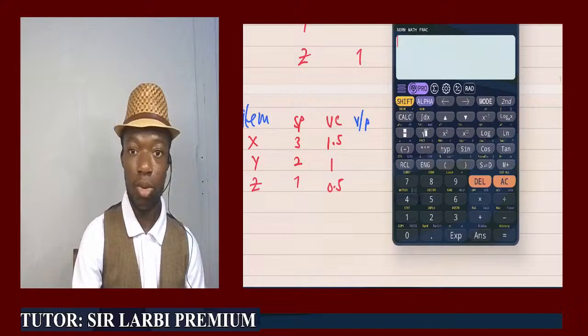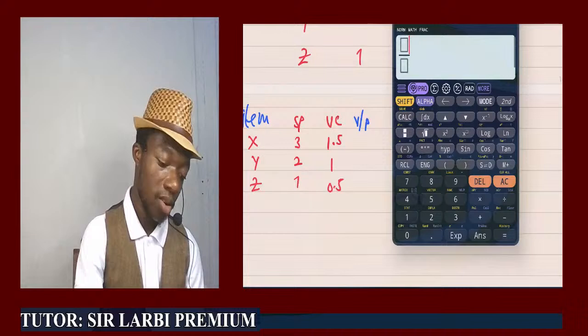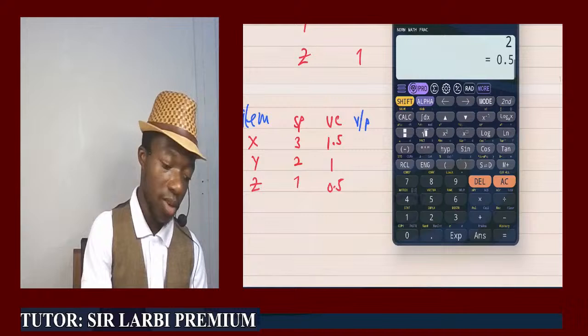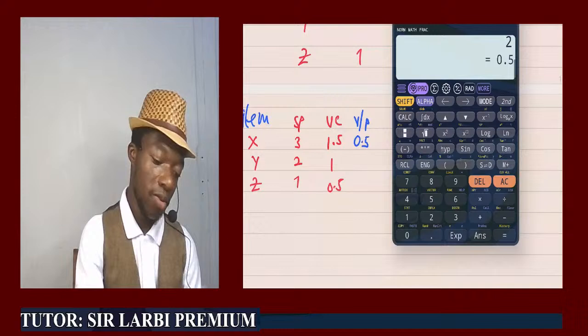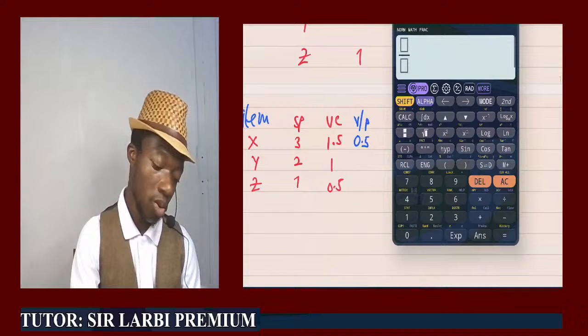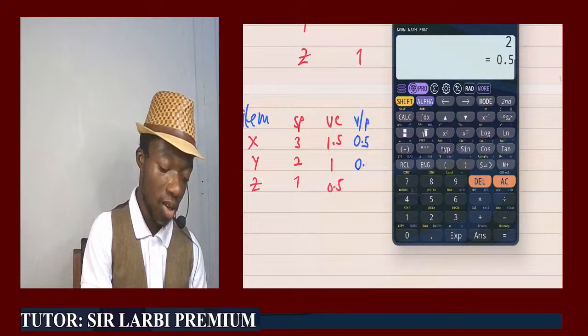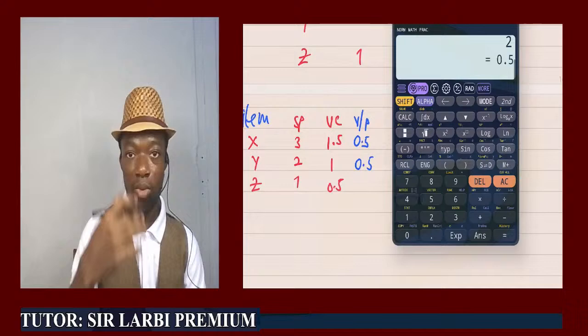So what do we do? Here, the first one is 1.5 divided by 3. We are getting 0.5. The next one is 1 divided by 2, and we get the same 0.5 there. These are just random figures I picked, so whatever happens at the end of the day should be the conclusion. But we just want to understand the principle behind how we compute that.